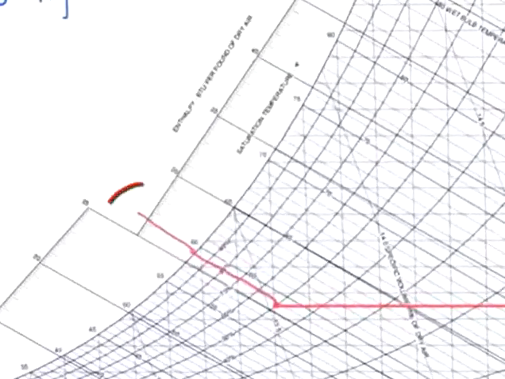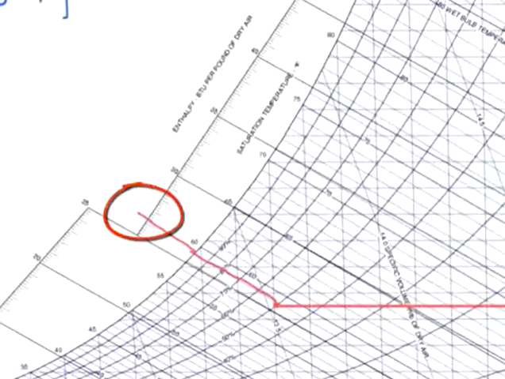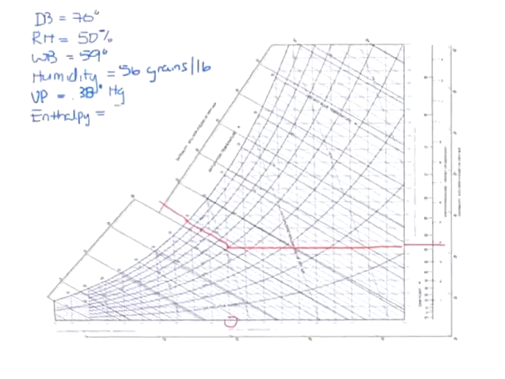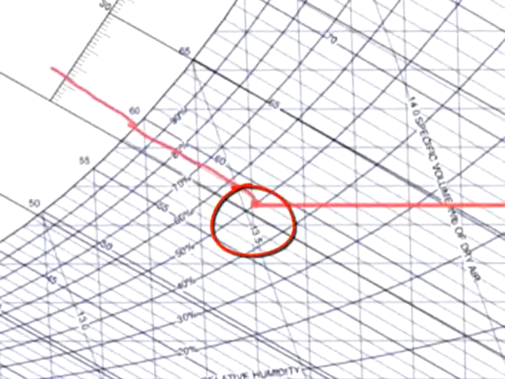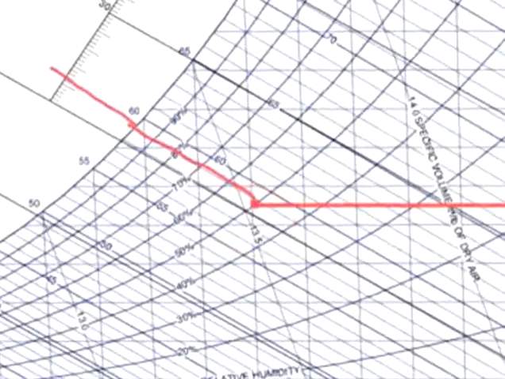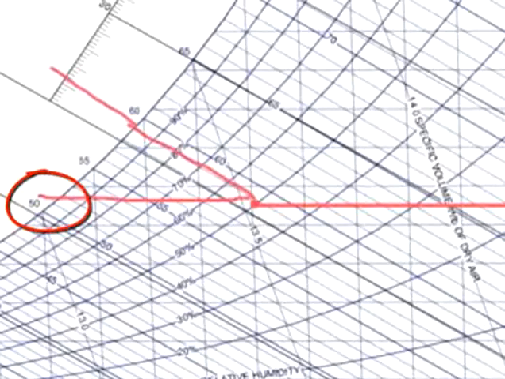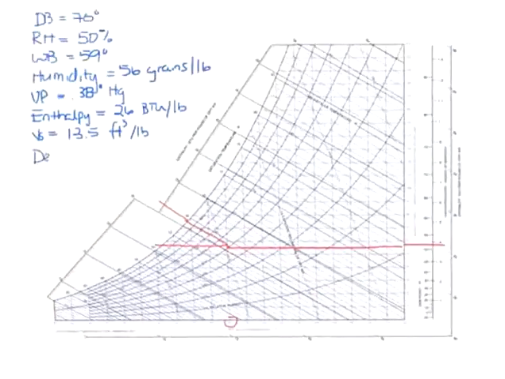Drawing a line to the enthalpy scale gives us about 26 BTU per pound. And you can see that the specific volume is about 13.5 cubic feet per pound. Drawing a horizontal line to the saturation temperature gives us the dew point of about 50 degrees. So look at how much information we got just by knowing the temperature and relative humidity.